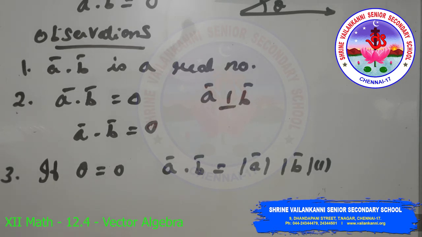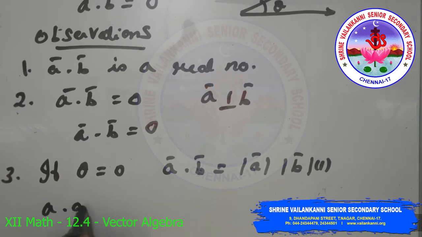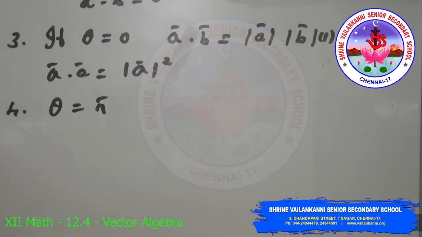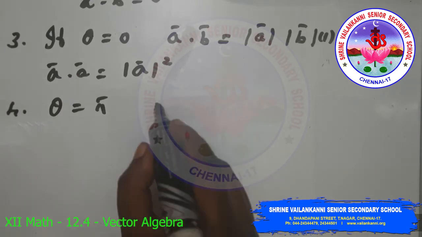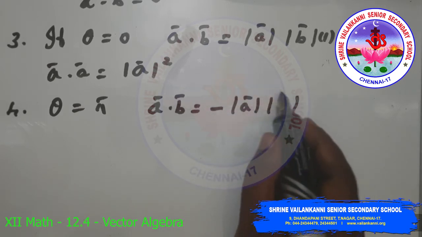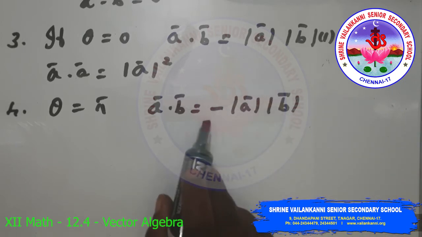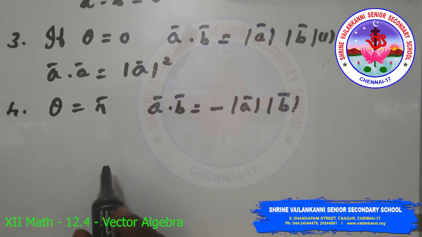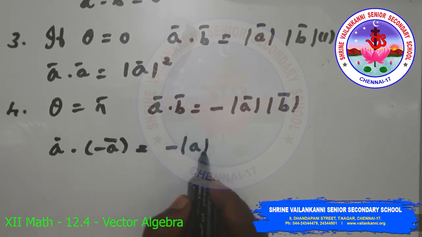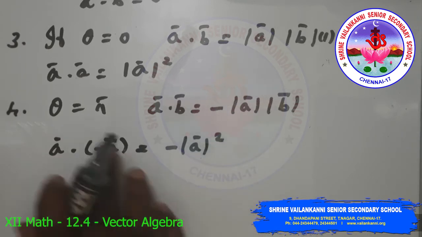In particular, a dot a, which is equal to magnitude of a square, as theta in this case is 0. Fourth one, if theta equal to pi, then a dot b equal to minus of a into b, since cos pi is minus 1. In particular, a dot minus a, which is equal to minus of a square, as theta in this case is pi.